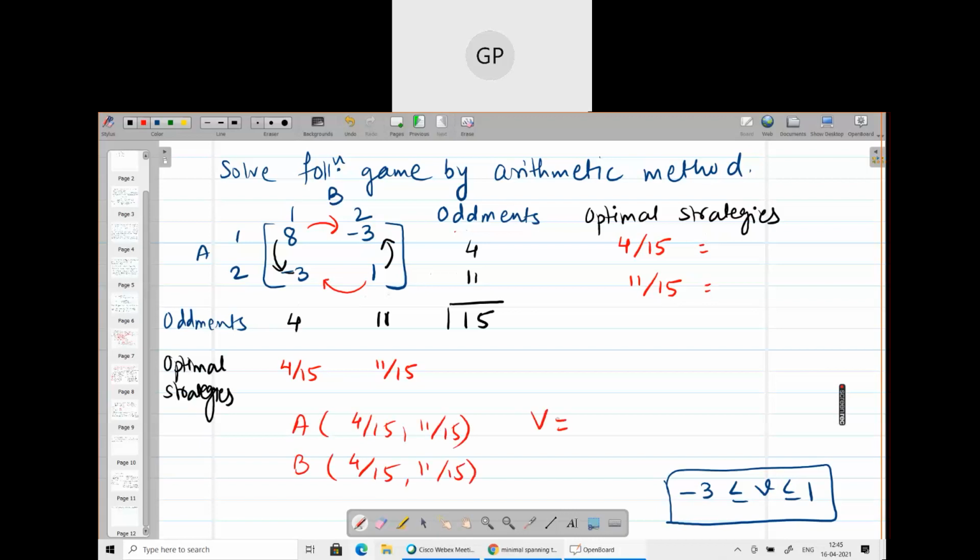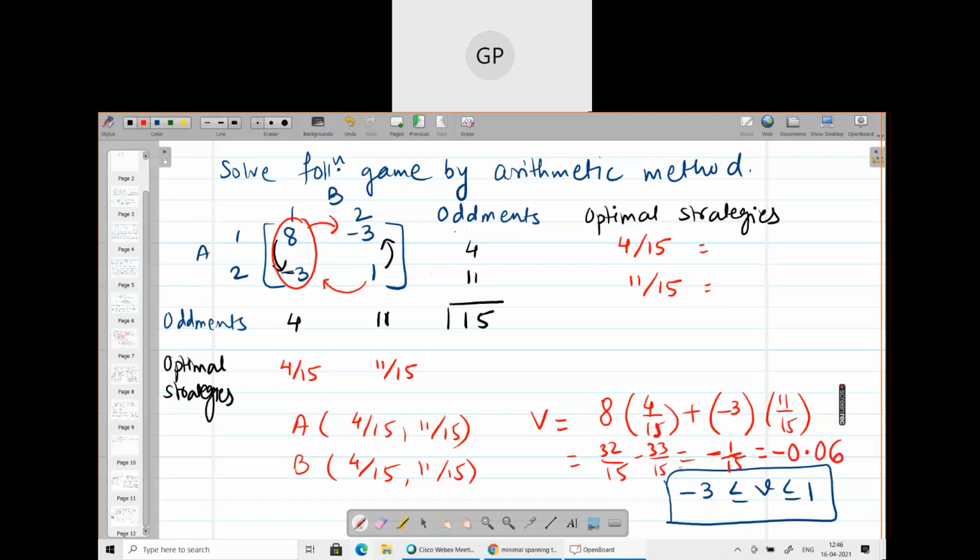And what is the value of the game? You can fix the first column always. 8 into 4 by 15 plus minus 3 into 11 by 15. So that is 32 by 15 minus 33 by 15. That is minus 1 by 15, which is approximately minus 0.06. Which is between minus 3 and 1.